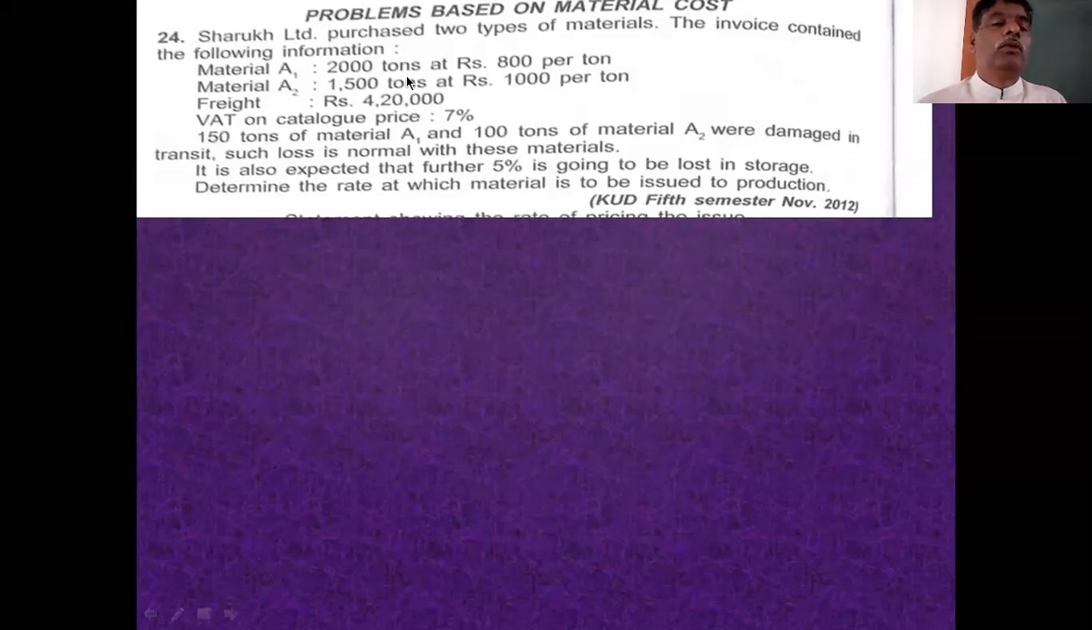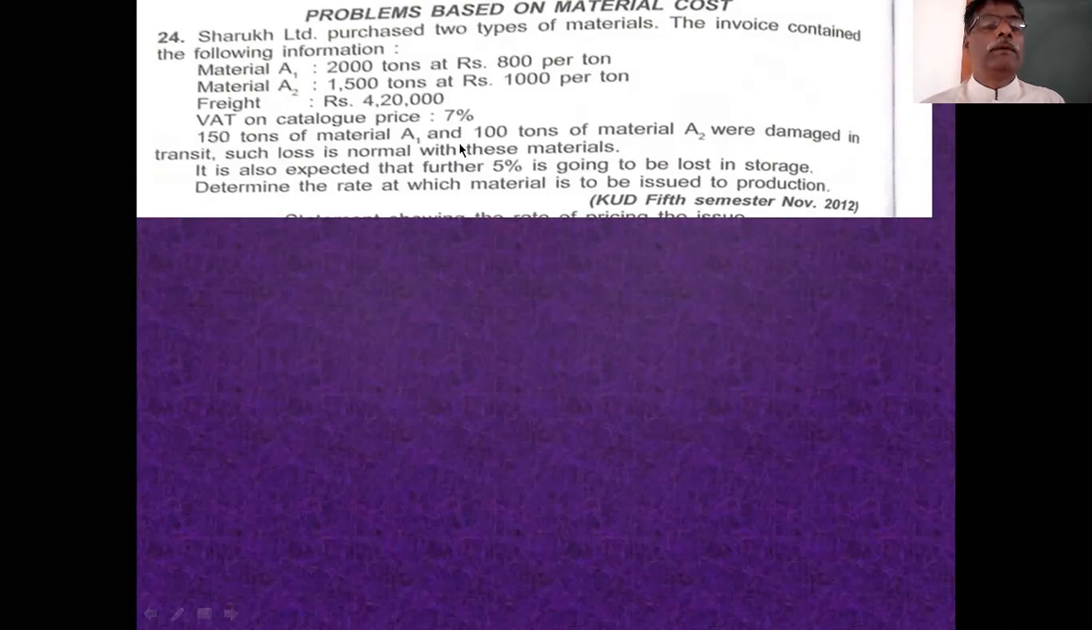Okay. So quantity is 2000 is to 1500. Yesterday you calculated the ratio. That is 4 is to 3. Then VAT is 7%. VAT is always on the selling price. Remember this. VAT is always on the selling price.